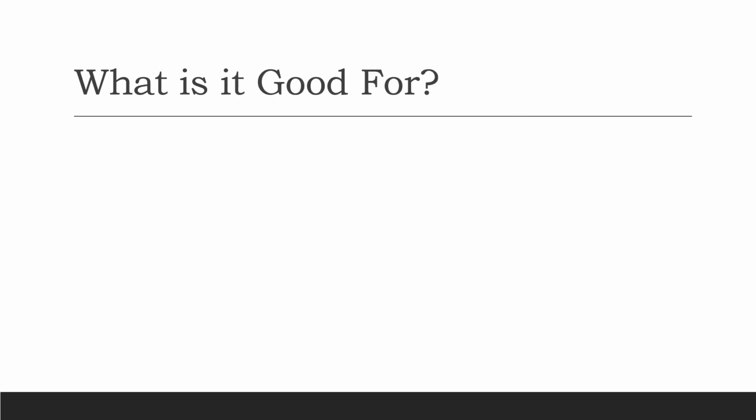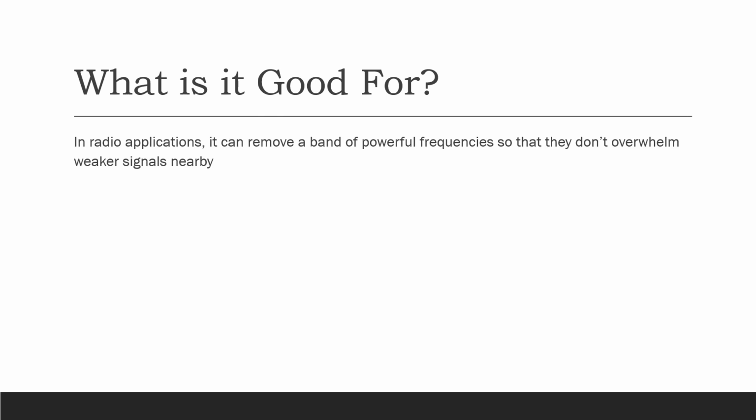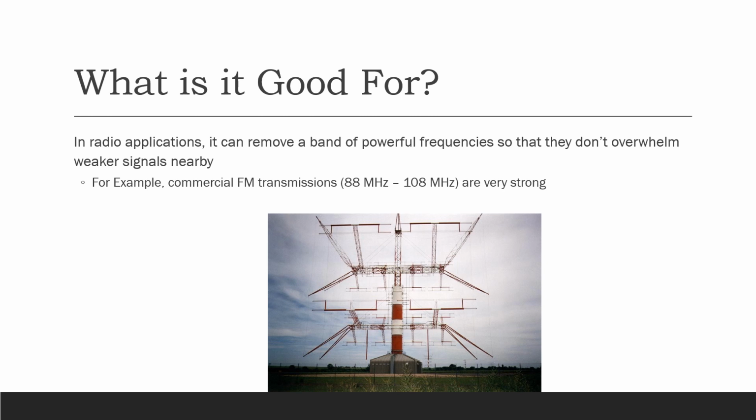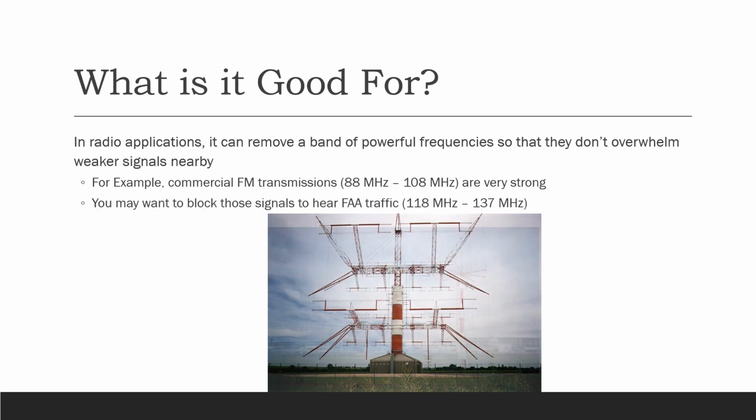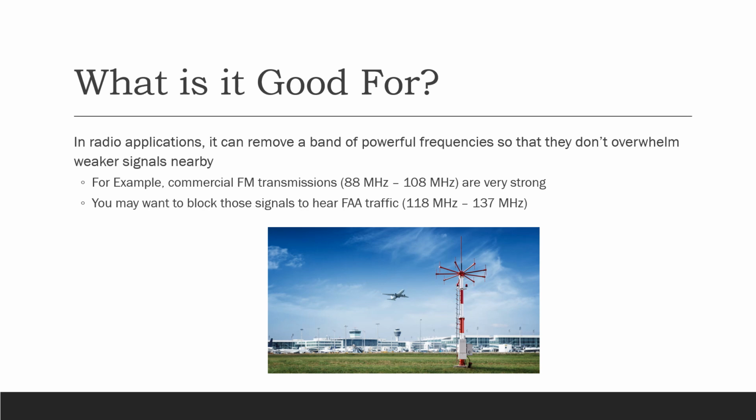One common application for band stop filters is in radio. In radio applications, band stop filters can be used to remove a powerful band of frequencies in order to prevent them from overwhelming weaker signals nearby. For instance, commercial FM transmissions are very strong. They are in the 88 MHz to 108 MHz band, and they can overwhelm nearby signals. So you may want to implement a band stop filter in order to block those powerful FM signals in order to hear FAA radio traffic in the nearby 118 to 137 MHz band.